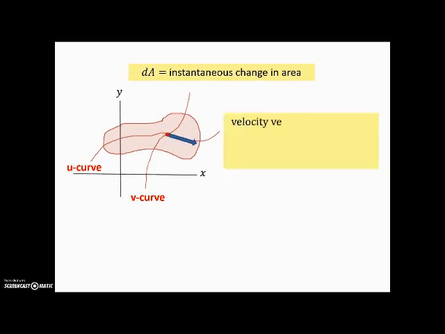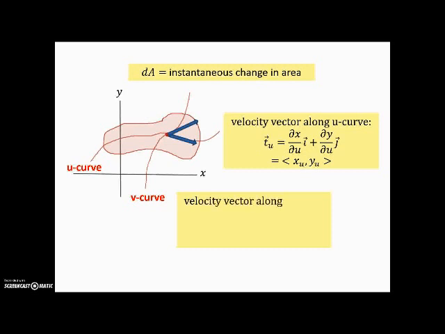So here's the velocity vector along the u curve. We'll call it t sub u, and of course we compute it by the partial derivative of x with respect to u times i, plus the partial derivative of y with respect to u times j, or in Newton's notation, xu comma yu. And then we have a velocity vector along the v curve, and we'll call that t sub v, and we compute that with the partial derivative of x with respect to v times i, plus the partial derivative of y with respect to v times j, or in Newton notation, xv comma yv.